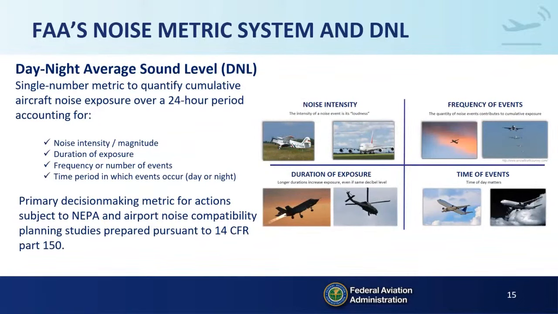FAA's noise metric system relies primarily on the day-night average sound level, or DNL. It is a single number metric to quantify cumulative aircraft noise exposure over a 24-hour period, accounting for noise intensity and magnitude, duration of exposure, frequency or number of events, and the time period in which events occur, such as day or night. It's FAA's primary decision metric for actions subject to NEPA and airport noise compatibility planning studies prepared pursuant to 14 CFR Part 150.